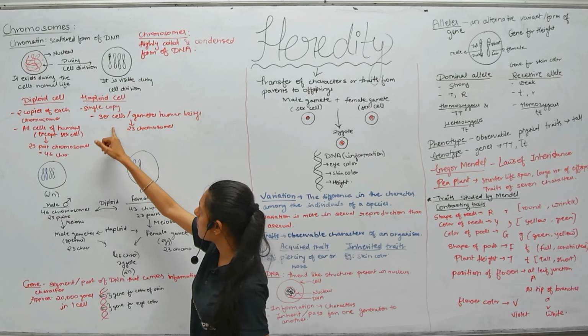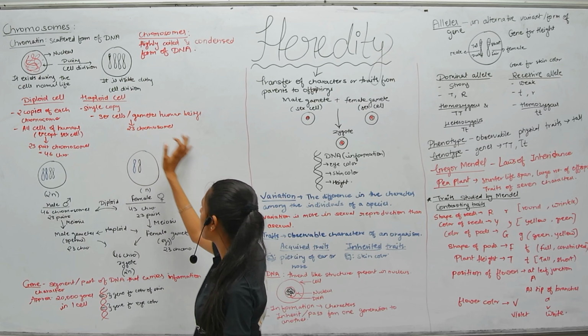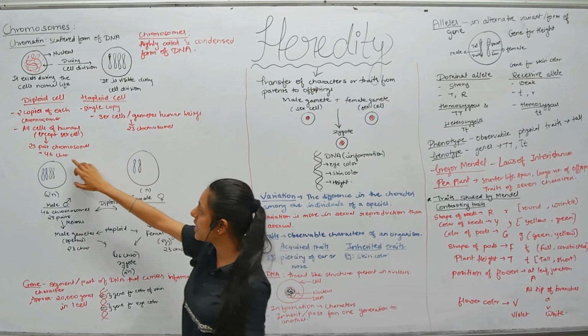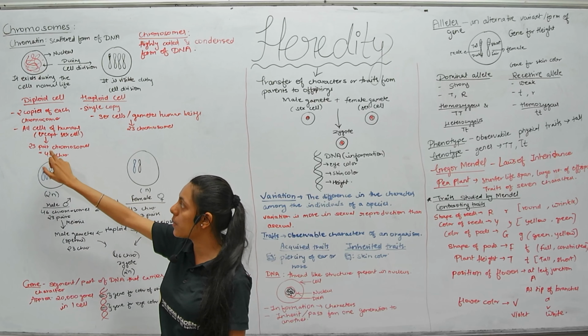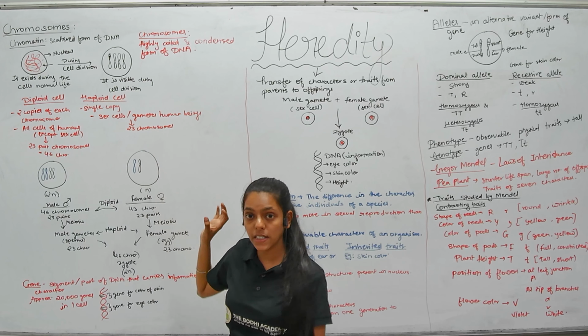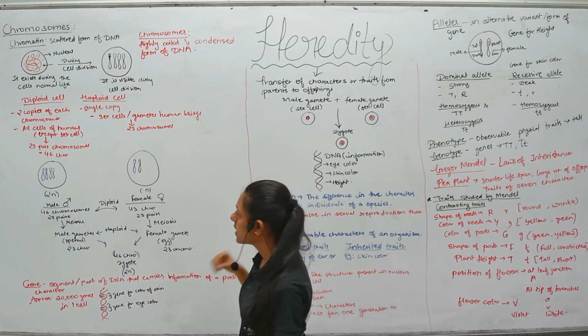Okay, so it will be haploid, single copy, and here sex cells or gametes of human beings are involved, that is 23 chromosomes. Here there are how many? 46 chromosomes and 23 pairs, but in haploid cells there are 23 chromosomes. One will come from mother and one will come from father. Okay, same we'll see here.